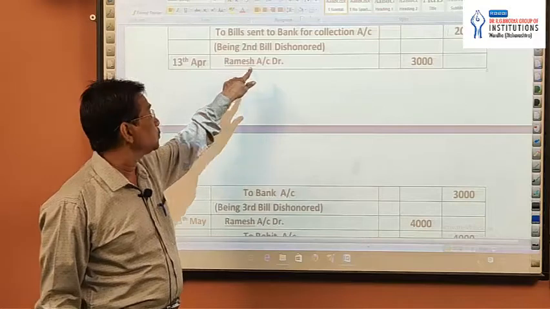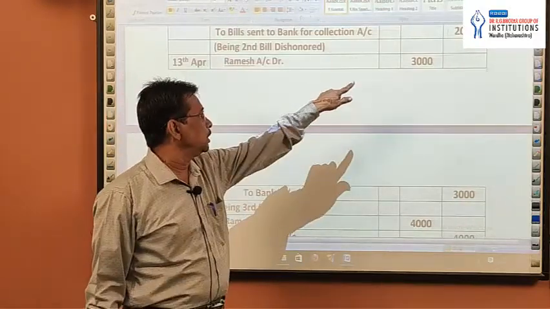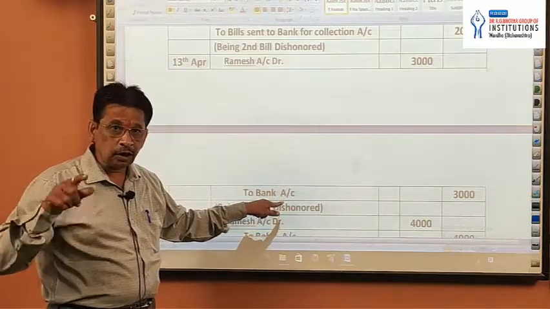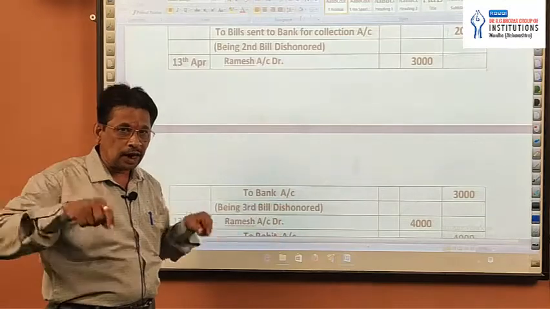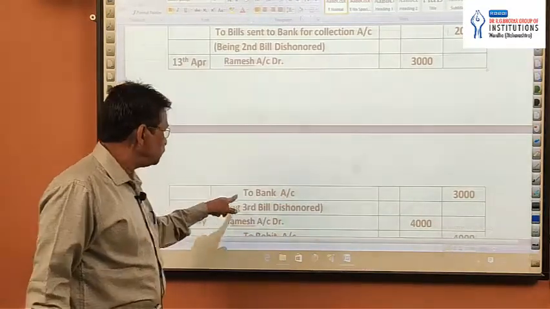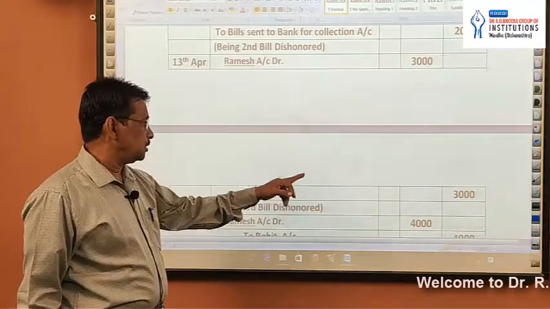Then the third bill, due date 13th April. Again, the benefit goes to Ramesh because he dishonored the bill. So Ramesh account debit to bank account, because the third bill was discounted with the bank, meaning at the time of dishonor the bill was at the bank. So to bank account 3,000, being third bill dishonored.